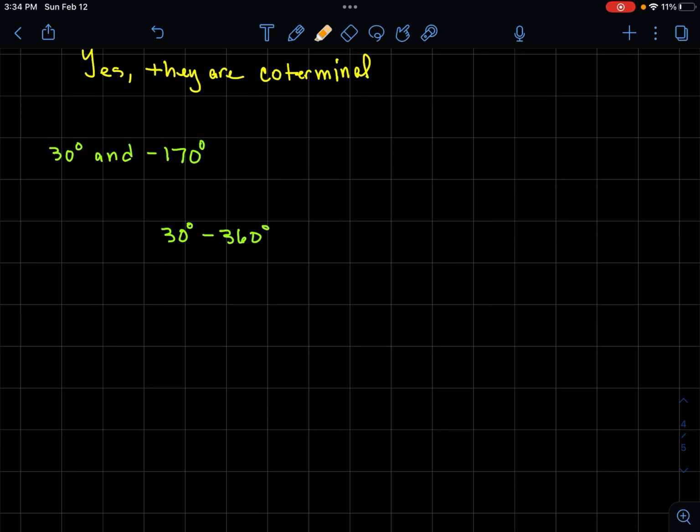Are 30 degrees and negative 170 coterminal angles? We'll start with our subtraction. 30 degrees, take away 360. Now we get a much smaller negative number than negative 170. Looks like these would be not coterminal.